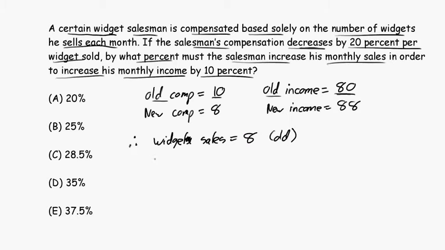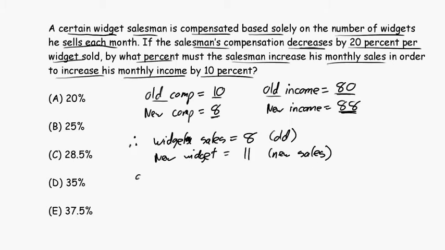But now, what are his new widget sales? Well, the new compensation is 8 and the new income is 88. Well, therefore, that's going to mean 11 in sales. So this 11 is our new sales. Okay. Now I can actually get to the answer because they're actually asking for the percent increase.